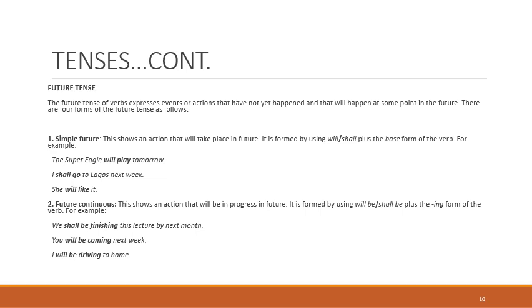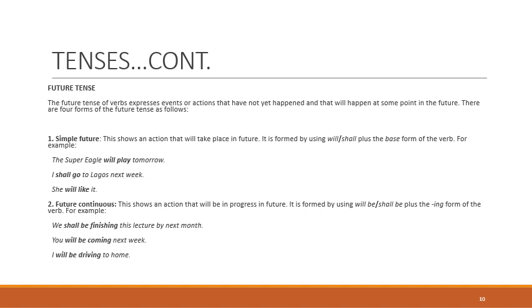For example, the Super Eagles will play tomorrow. Look at the word play. Because of the will, the play should not be inflected. That is, anything should not be added to this play, either an s or an ed. That is what we call the non-inflected form of the verb. That is the base form. Okay, I shall go to Lagos next week. She will like it.